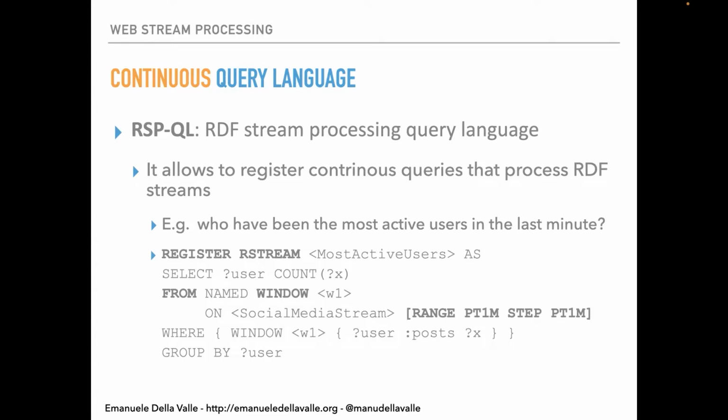And so the intended semantics will be something like who have been the most active user in the last minute, because you are somehow counting per each user the number of posts, and then you can order them and get those that post the most. The difference, if you know SPARQL, is in this clause, register stream, where you are registering the query, and from window on stream, and then the syntax range 1 minute, step 1 minute, that allows to specify the window over the RDF stream.